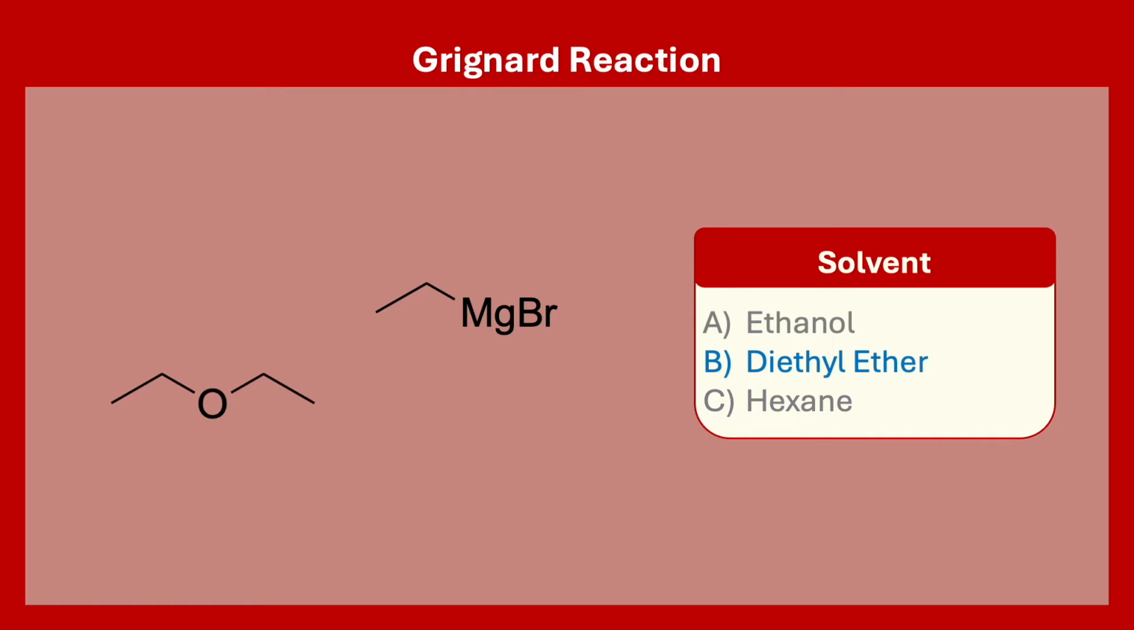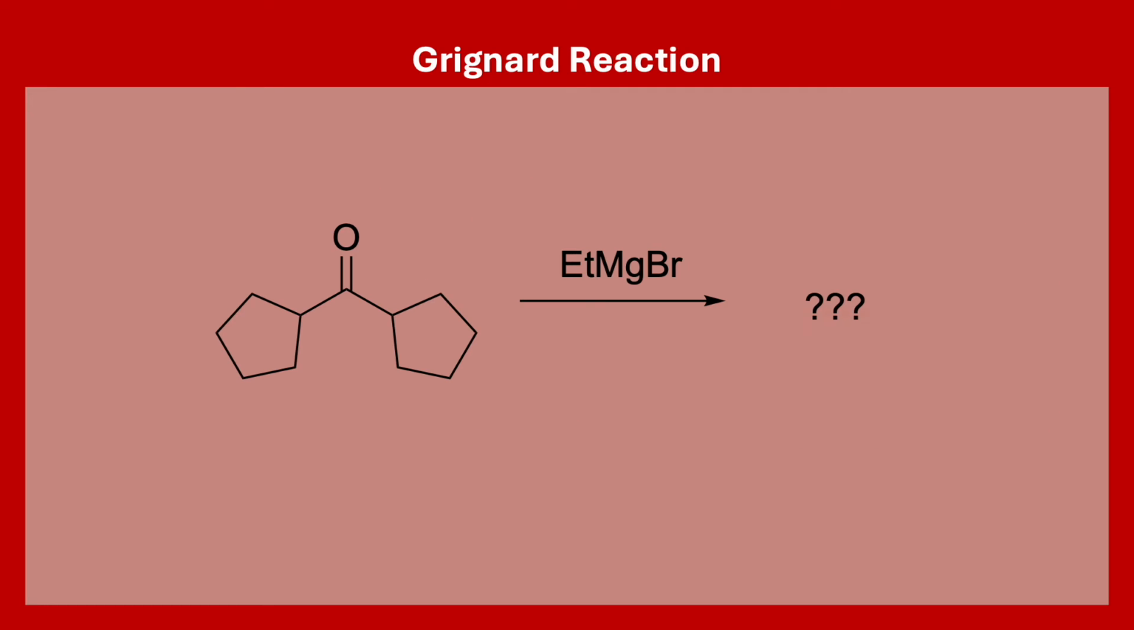Diethyl ether is a nonpolar aprotic solvent which is able to coordinate the magnesium of the Grignard reagent through the oxygen lone pairs. Similarly, there are no acidic groups which would be able to deactivate the Grignard reagent. This means the Grignard reagent will be stable enough in solution to undergo the desired reaction.